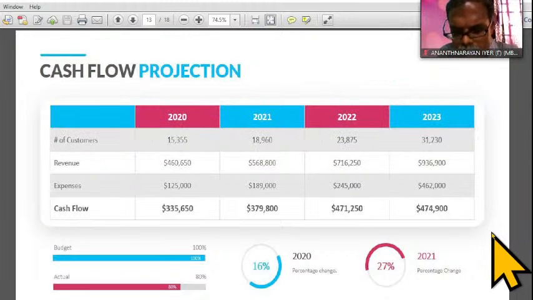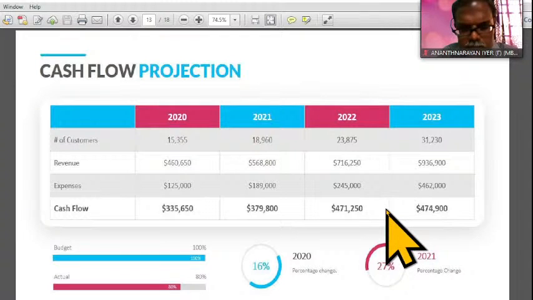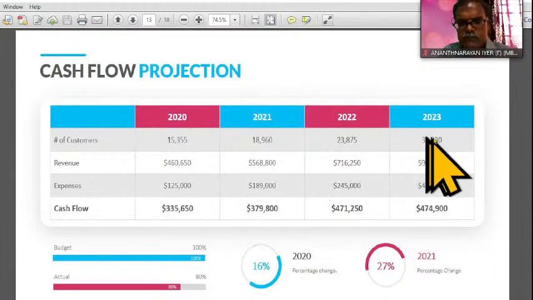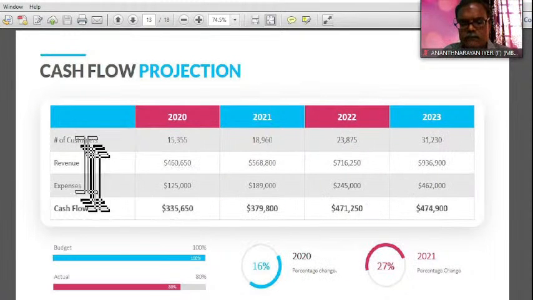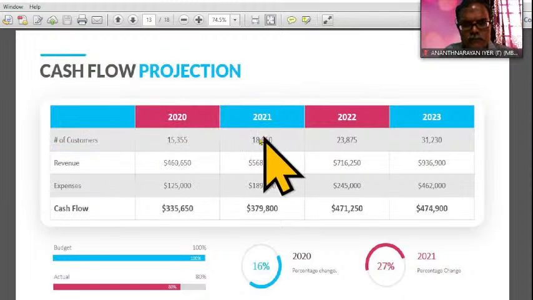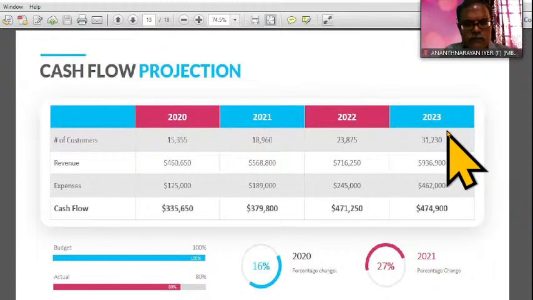In simple terms, which can be easily followed by the investors. Maybe all of them are not financially that good, right? But most of them are, because they are investing the money. So you can put it in these simple words, right? Here they have given the projection of customers also. How the customers are going to grow. First year it was 15, and 3 years down the line it has almost doubled.